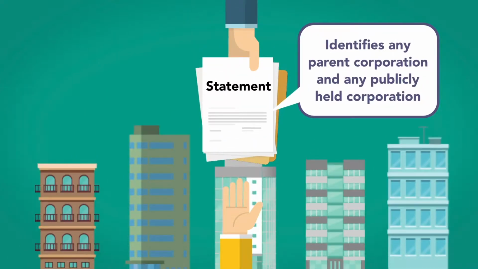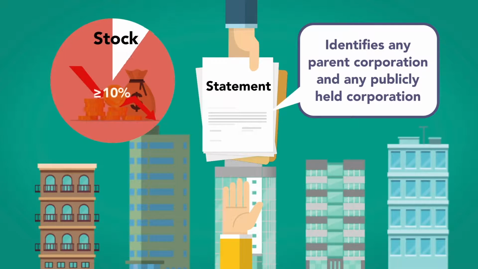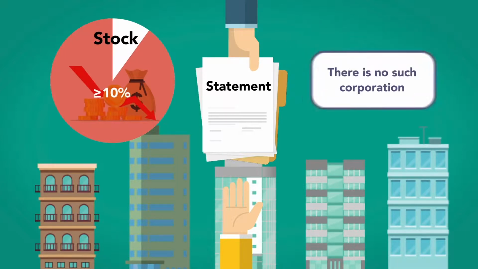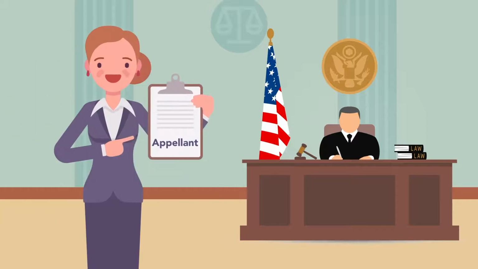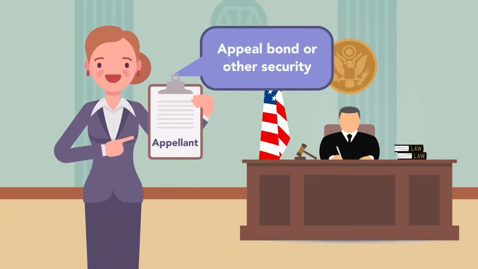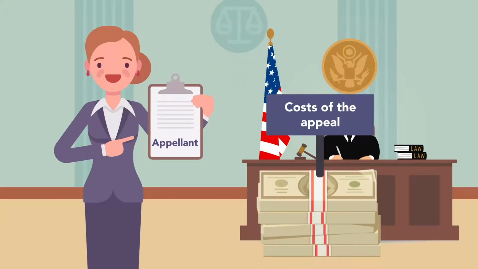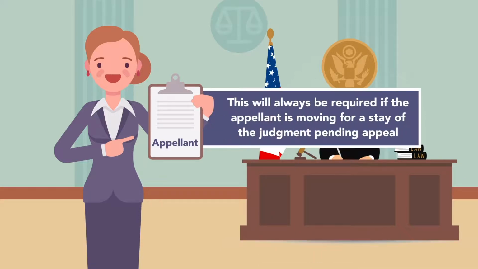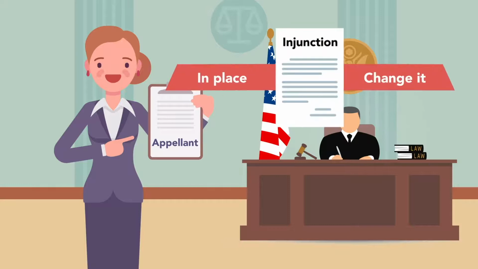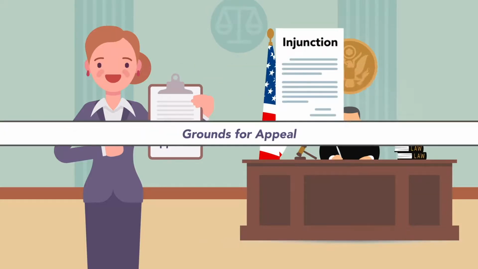Any non-governmental corporate party to an appeal must file a statement that identifies any parent corporation and any publicly held corporation that owns 10% or more of its stock, or state that there is no such corporation. The trial court may require the appellant to post an appeal bond or other security to cover the costs of the appeal. This will always be required if the appellant is moving for a stay of the judgment pending appeal or to keep an injunction in place or change it.